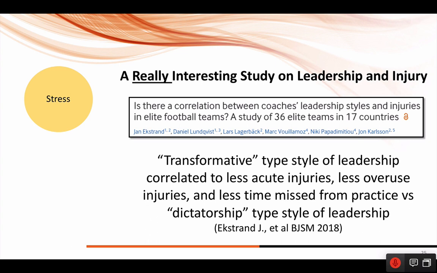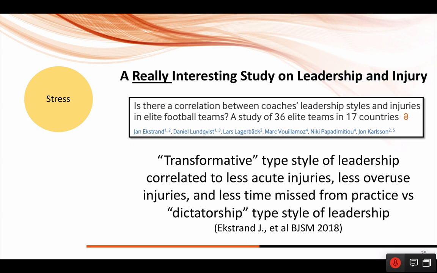I just thought it was so cool because in gymnastics, I think a lot of us are finding that there is that emergence of, unfortunately, the negative results of an overly dictatorship style. There's a difference between structure and expectations and behaviors and barking orders. So keep that in the back of your mind. And if you want to read that study, it's open access. I thought it was phenomenal.